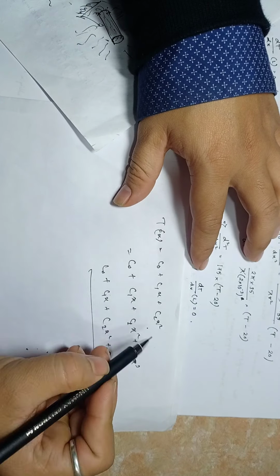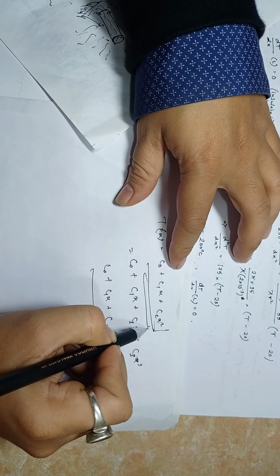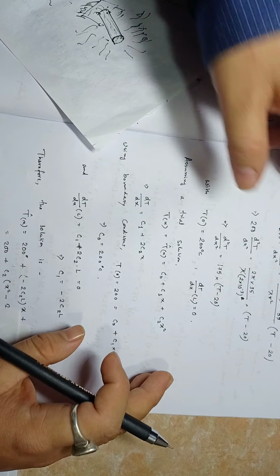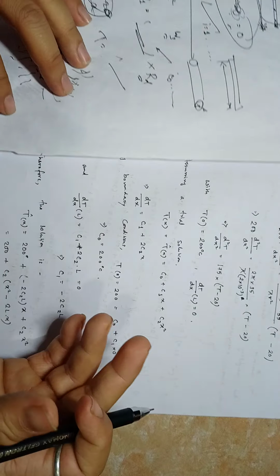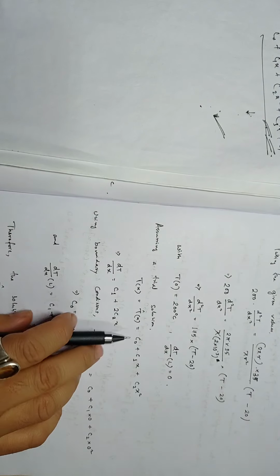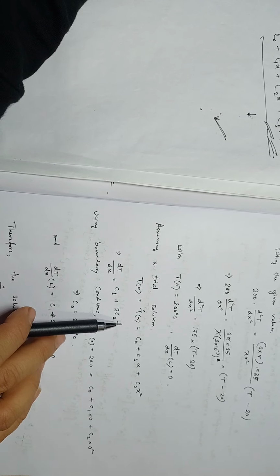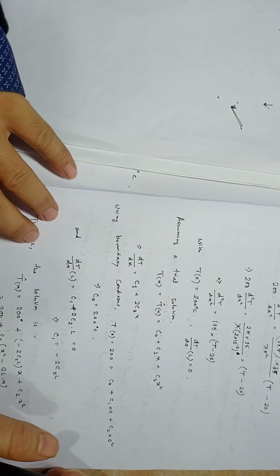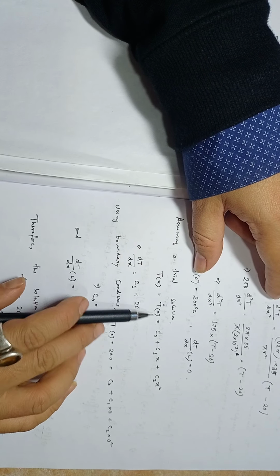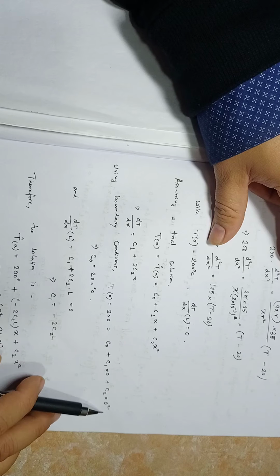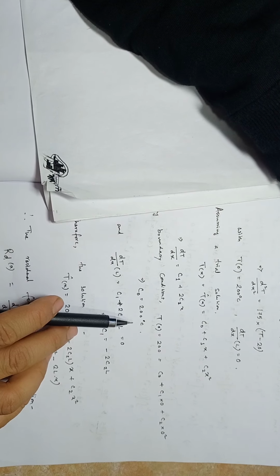So here at least you take up to this. For this problem I have taken up to this, but you can take higher order terms also. You can try with that and see what you get. So here T is this one, so dT by dx is c1 plus 2 c2x. Then using the boundary condition at x equal to 0, T is 200, so c0 plus c1 into 0 plus c2 into 0 square, so c0 is 200.